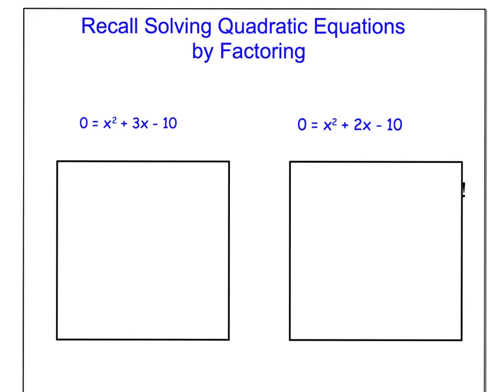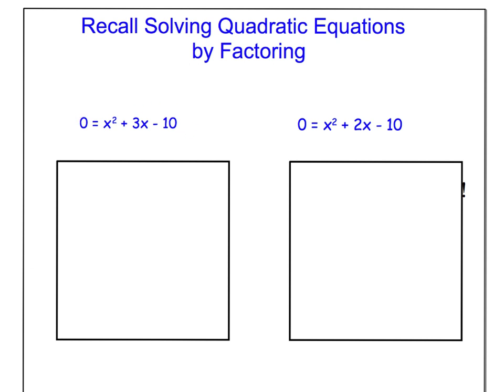Well, the first example was relatively straightforward. Your two factors are shown there of x plus 5 and x minus 2. And when you did the zero product property on it in this line, you could solve it and say x equals negative 5 or x equals 2. Remember, you can always plug these results back in to make sure that you get 0 out.